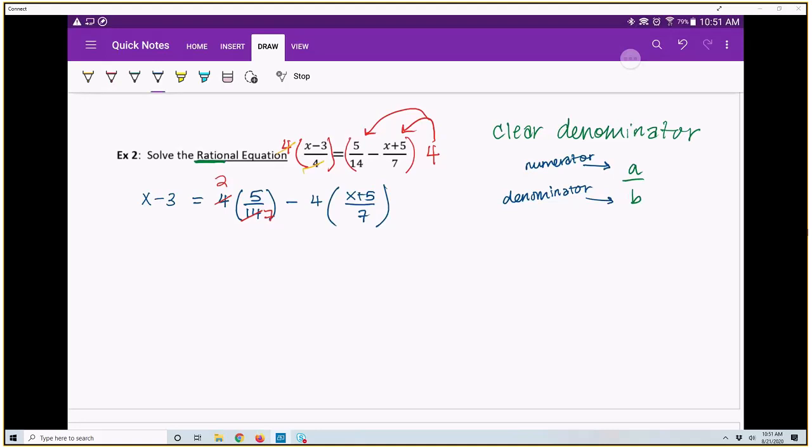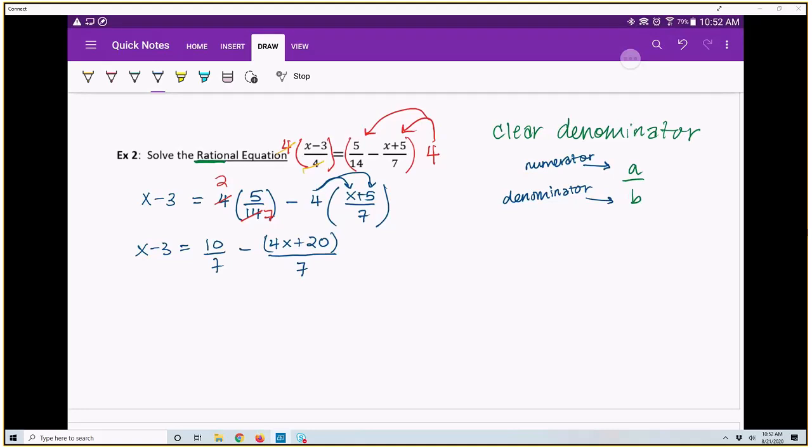So I have x minus 3 is equal to 2 times 5 is 10, so this is 10 over 7 minus. Now here, this 4 will get distributed, so I could write this as 4x plus 20 over 7. And this is in parentheses because we remember that this minus sign actually still also has to get distributed across.